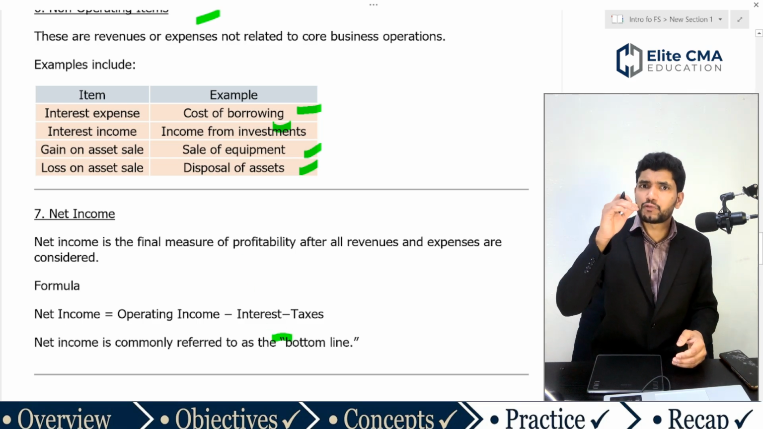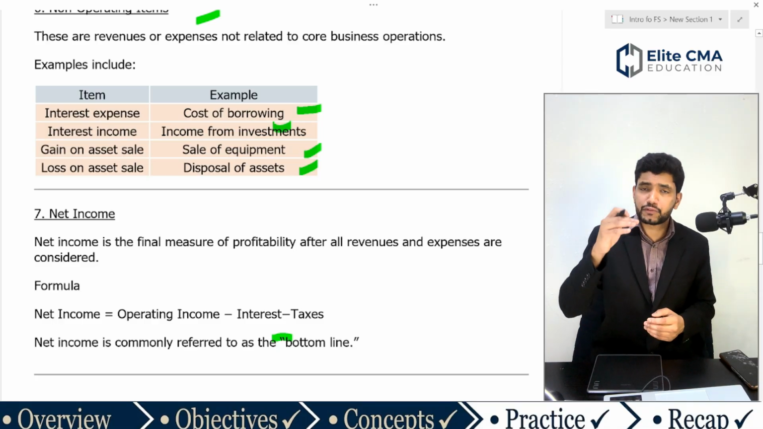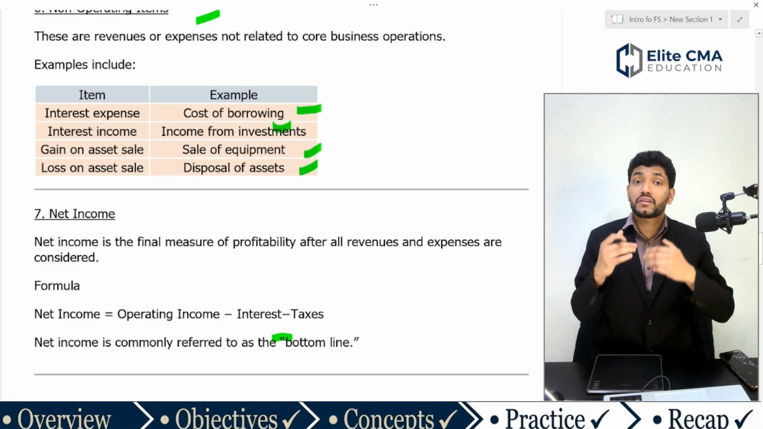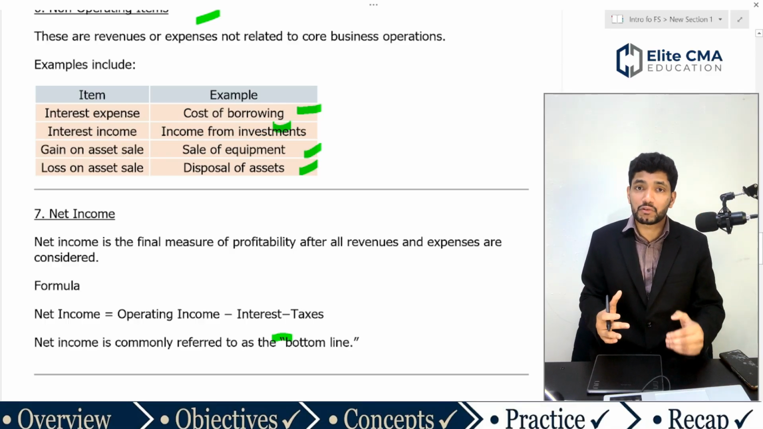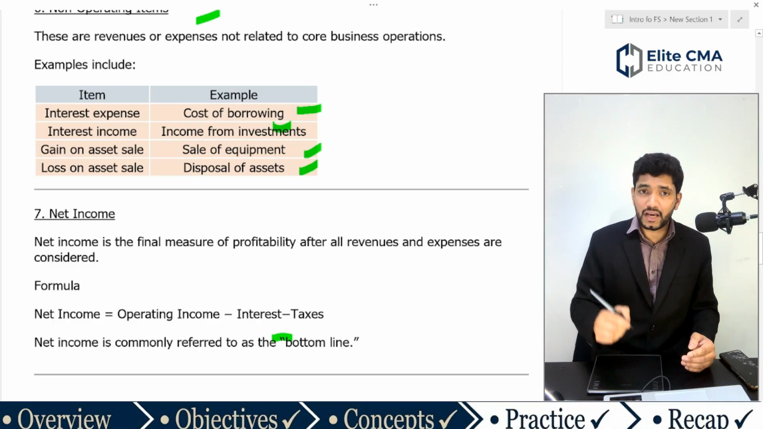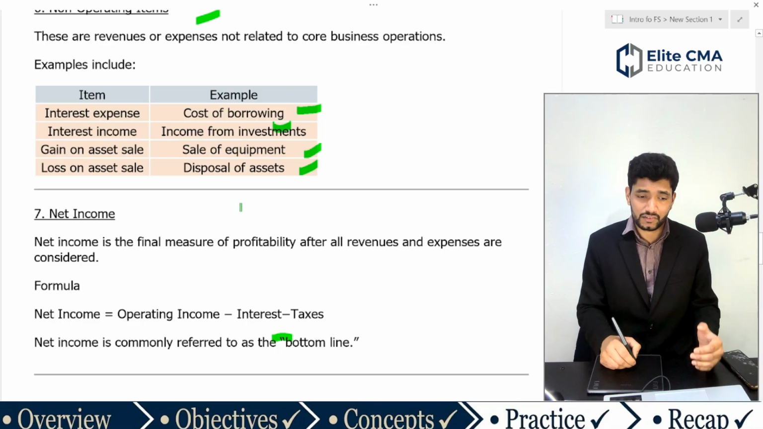So the common formula for the net income is operating income. After the operating income, you have to adjust all non-operating items, whether it is gain or loss. All this has to be reflected before the net income. So the net income is the final bottom line, or final profitability, after all revenue and expenses.